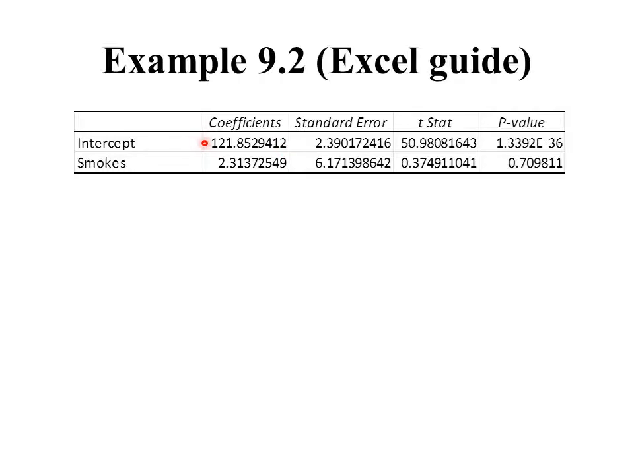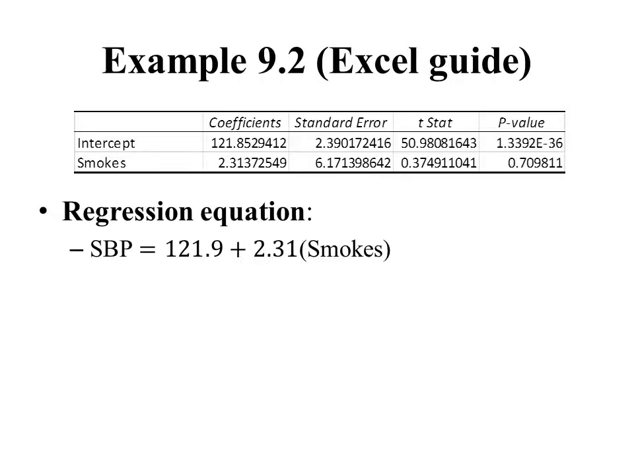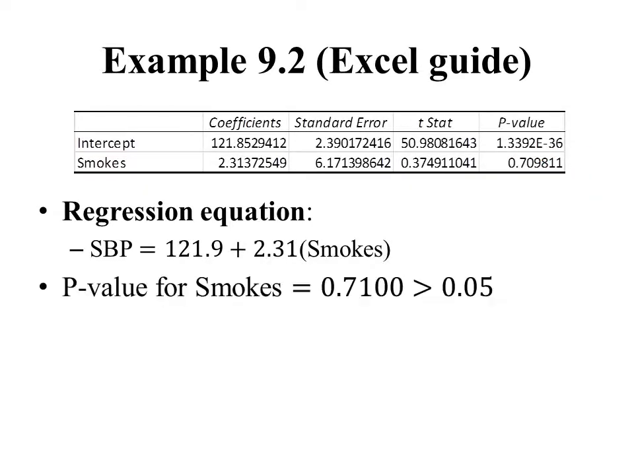So this is an estimate of beta naught. This is an estimate of beta 1. That would tell us that our regression equation is systolic blood pressure equals our intercept plus our slope times the variable of smokes. Now if we look at the p-value here, specifically we're interested in this p-value for the hypothesis test about the value of smokes. So the p-value for smokes is 0.71, which is greater than 0.05. That's a rather large p-value.